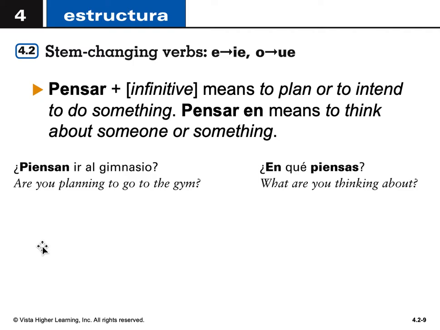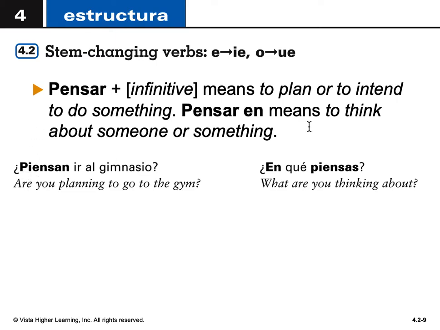And finally, pensar, this is an E to IE stem changer. Pensar plus infinitive means to plan or to intend to do something. So by itself, pensar was in that list of common stem changing verbs. By itself, pensar means to think. But when it's followed by an infinitive, it means to plan to do something. So for example here, piensan ir al gimnasio. Are you planning to go to the gym?